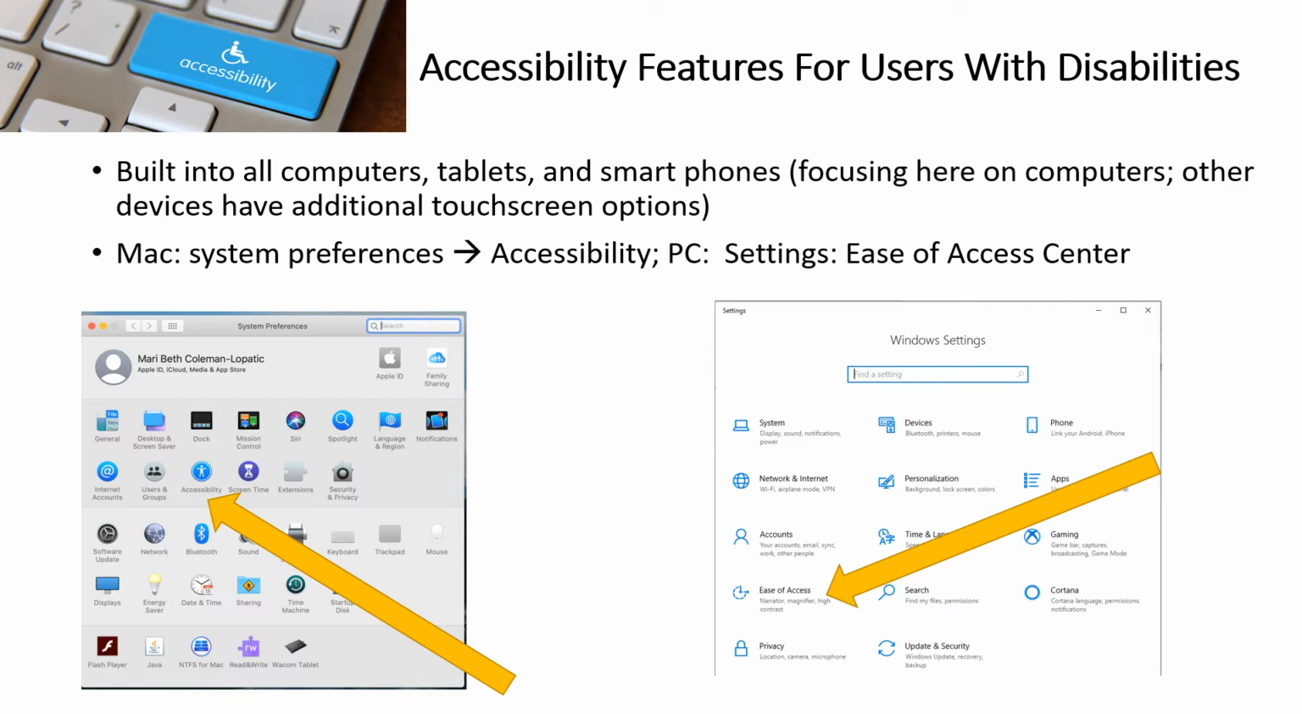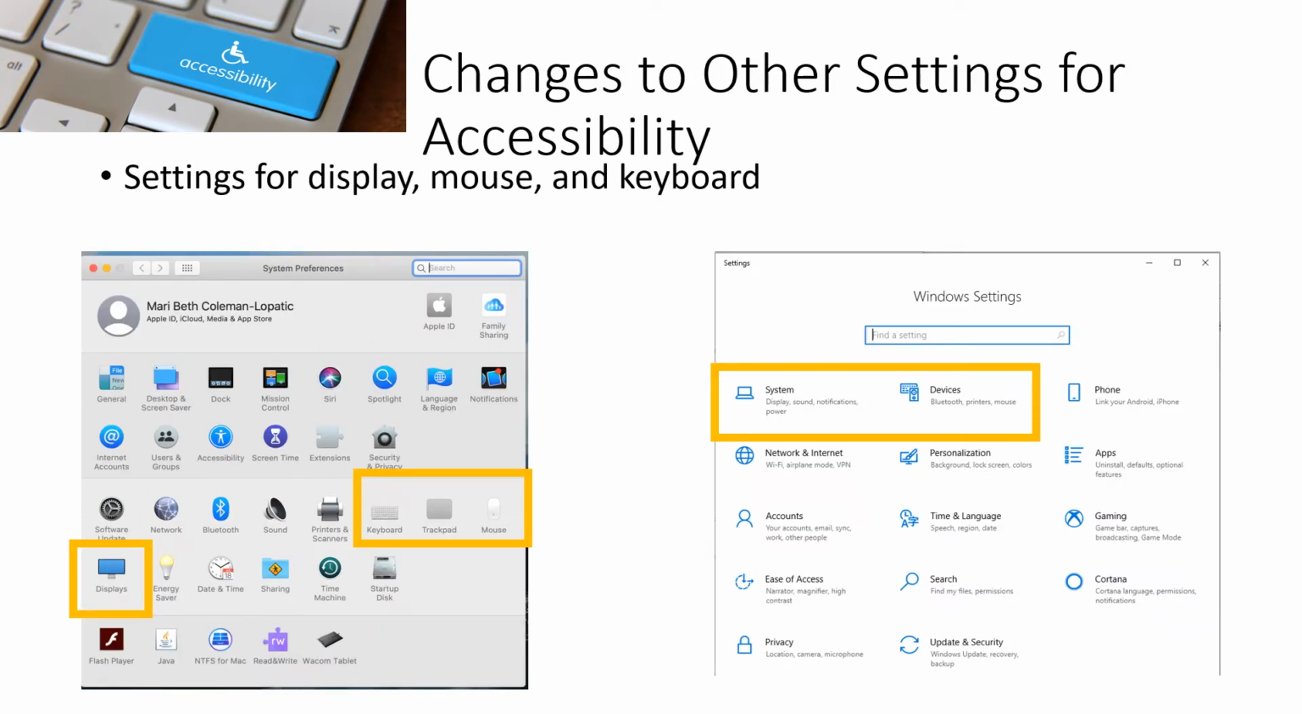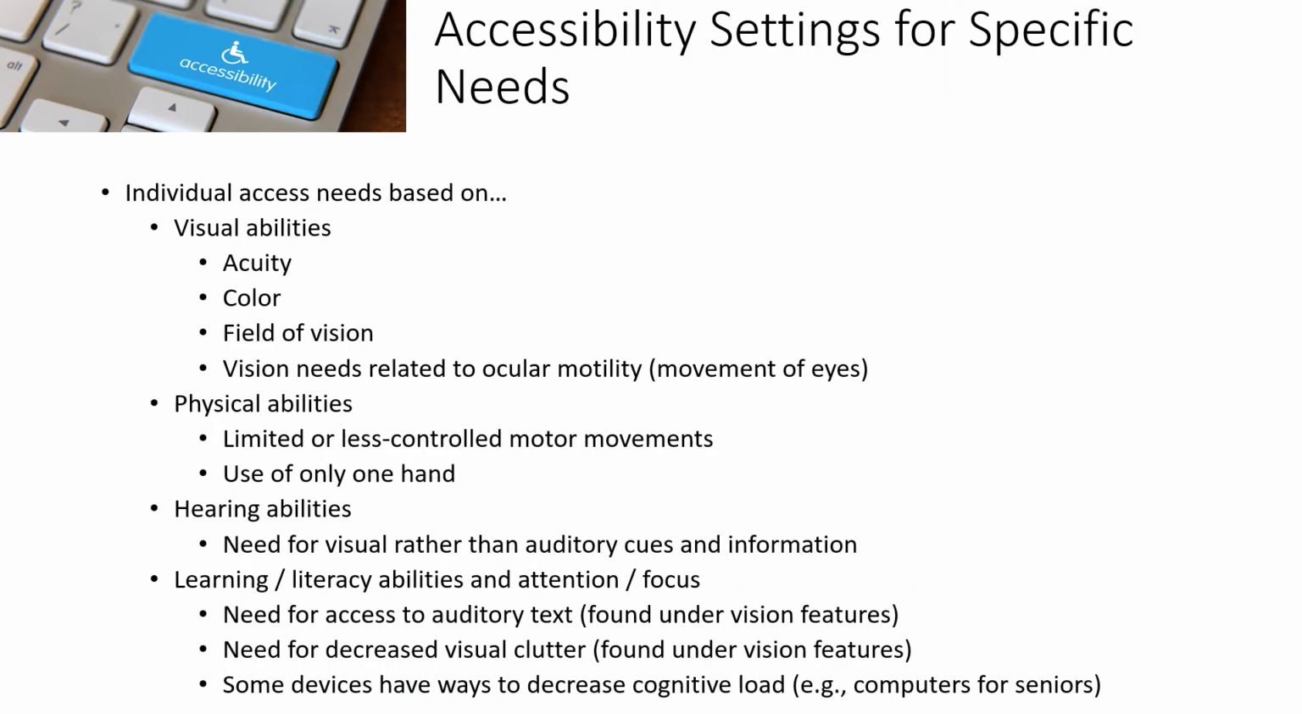Anyway, on the Mac, you can find these under System Preferences and then the Accessibility tab or icon. And then on a PC, you go to Settings and then the Ease of Access Center. You also, though, might need to go through the separate keyboard, mouse, or display options to be able to find all of the different features. So some things are built right into the Ease of Access Center, the Accessibility panel. Some things you have to go looking for in a slightly different way. So just know that you need to go to your preferences or your control panel and start from there.